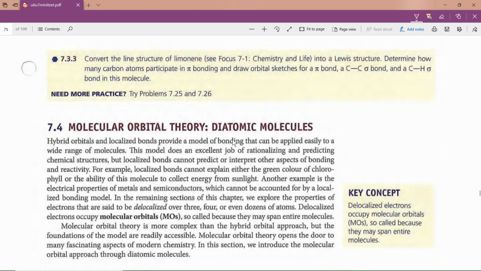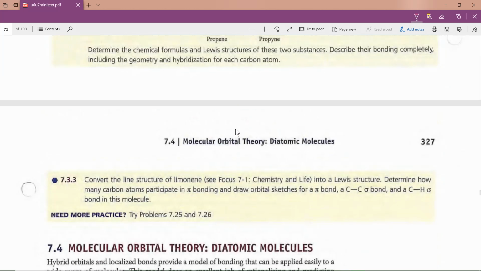One thing I should mention, as I see the word line structure here, sometimes in the book you're going to come across something like this. You're going to say, what the heck is that? Well, that's propane. The lines, each line end represents a carbon. So that's propane. If I have like this, then that's propene.